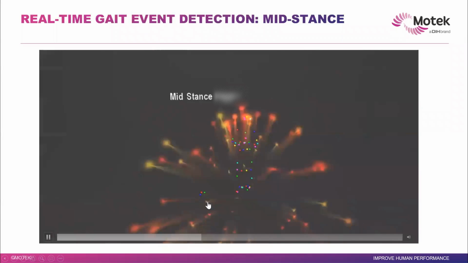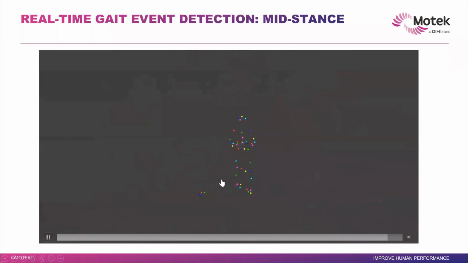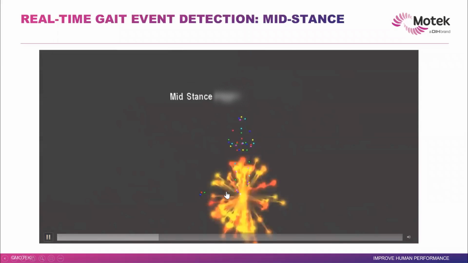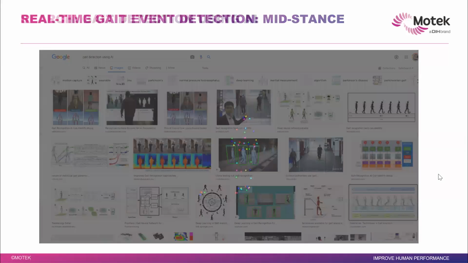So the idea here is to find, for instance, mid stance, all right? The similar thing can happen for other gait events, but you can see that we find that and then we show it as the person walks mid stance, all right?